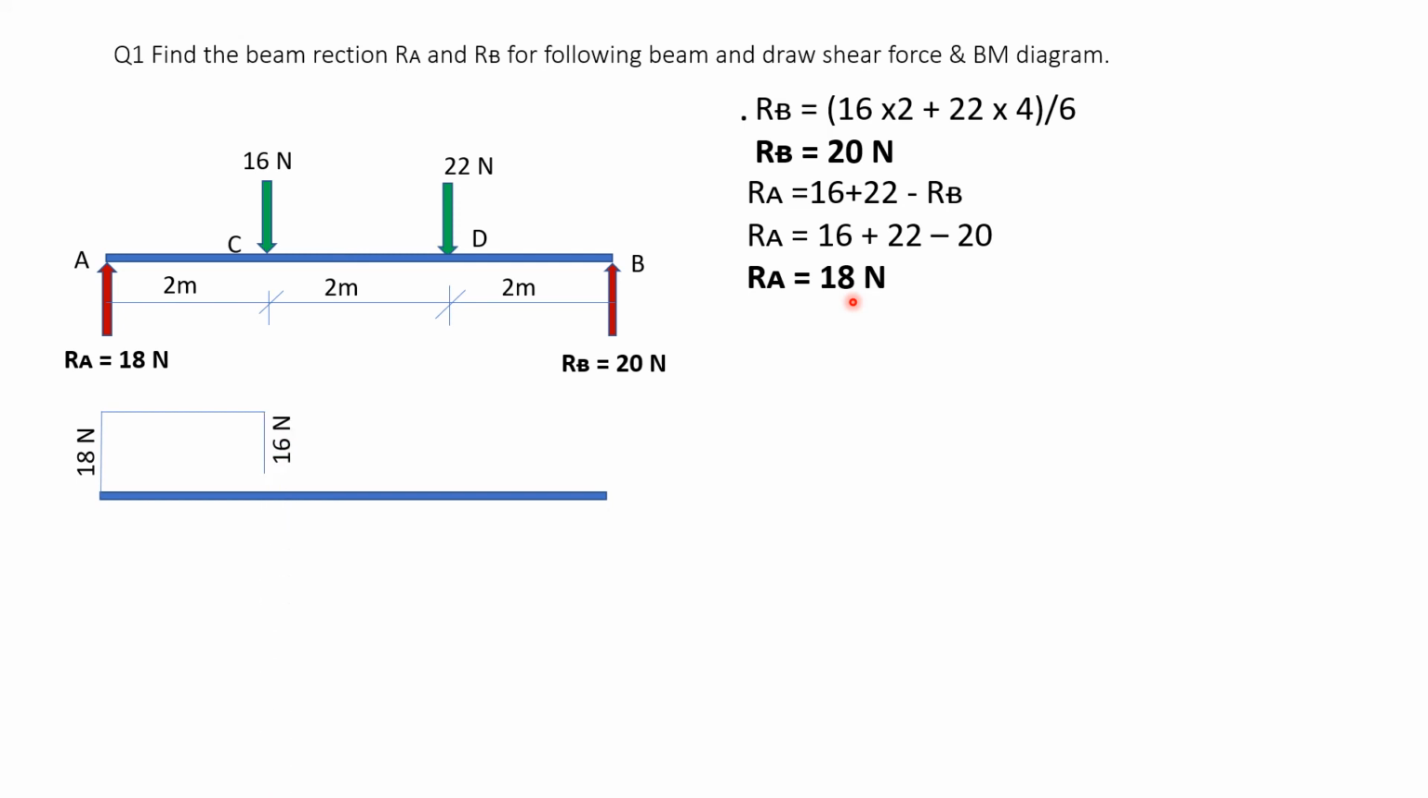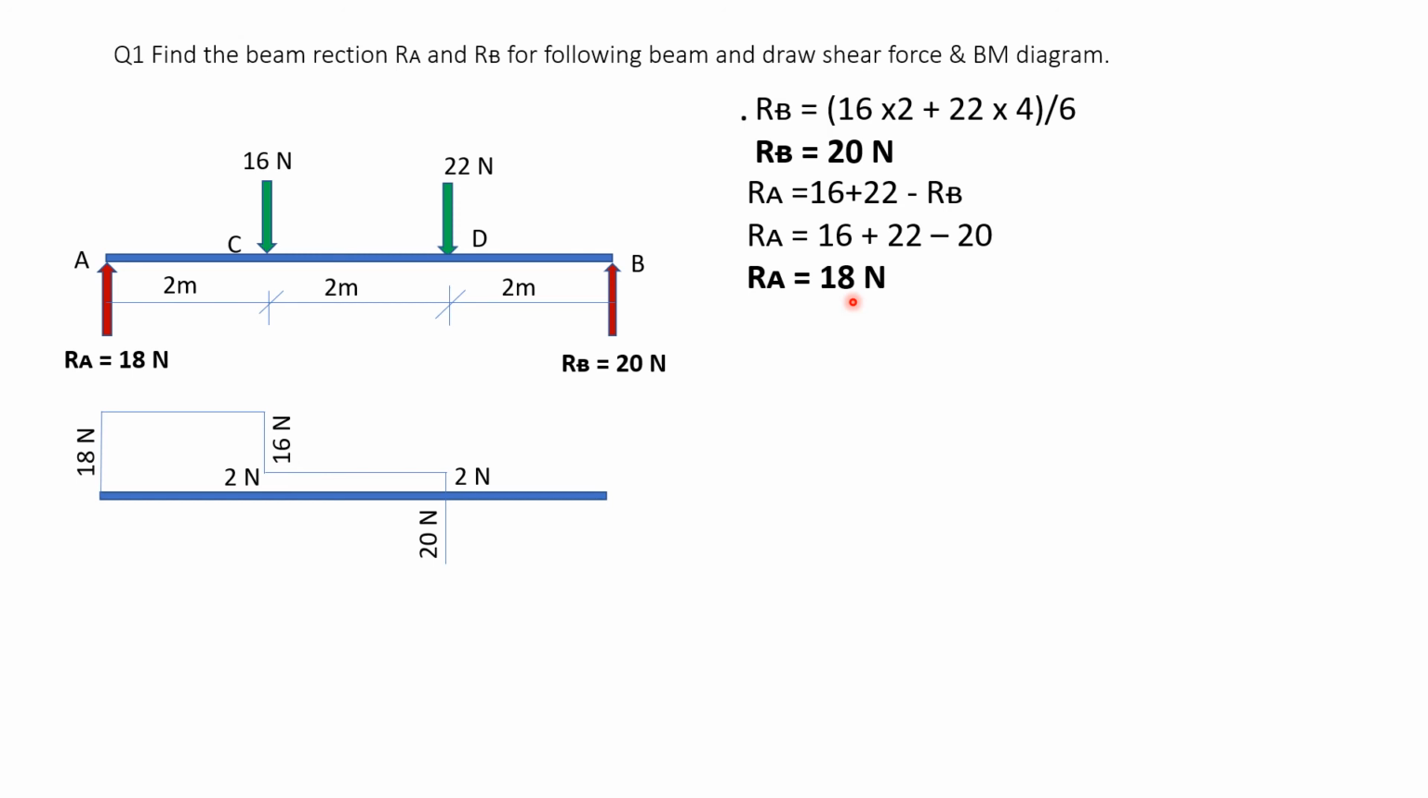Now when you go down by 16, 18 minus 16 is plus 2. So here 2 is balanced. C to D, horizontal line of 2 Newton. At D, now there is 2 Newton, come down by 22. So 2 minus 22, that is minus 20. So above the baseline is 2 Newton, below the baseline is minus 20. Total we have come down by 22.